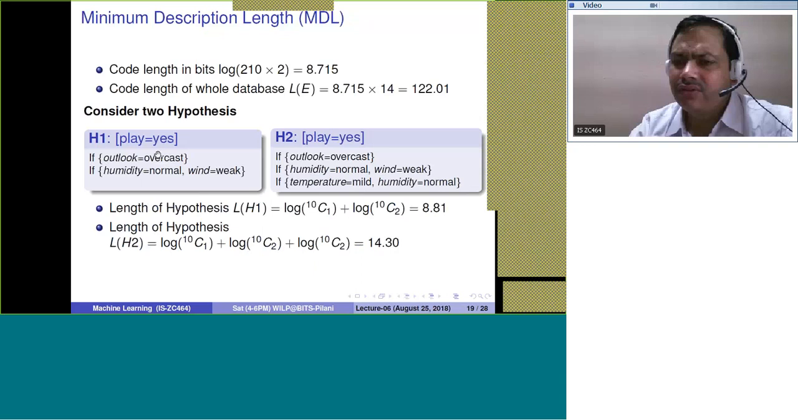So out of those 10, you are actually having one over here. So therefore, 10 log of 10 C1. What is the length of this? Log is always on base 2.